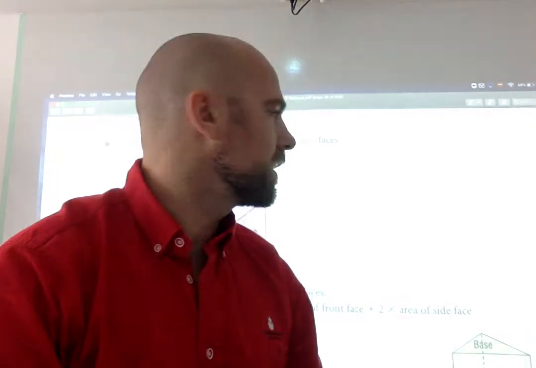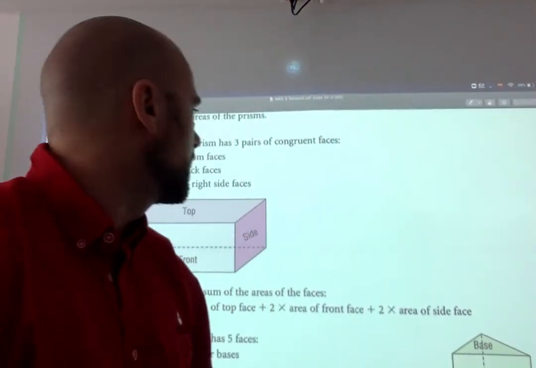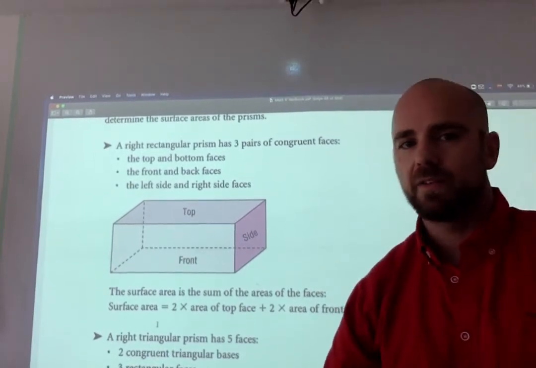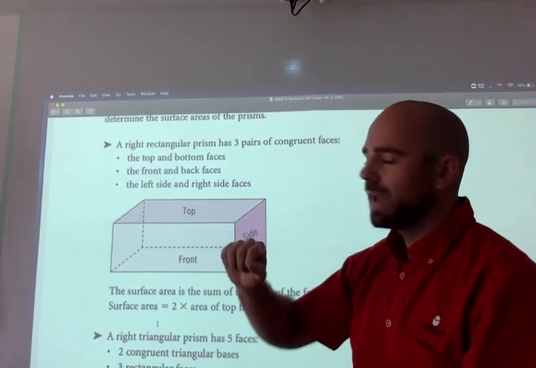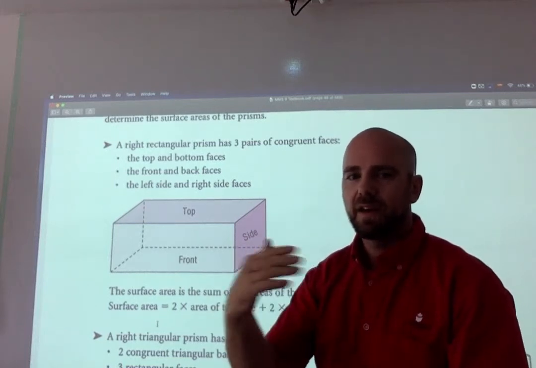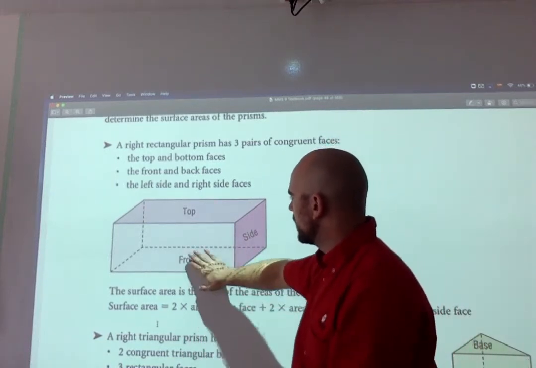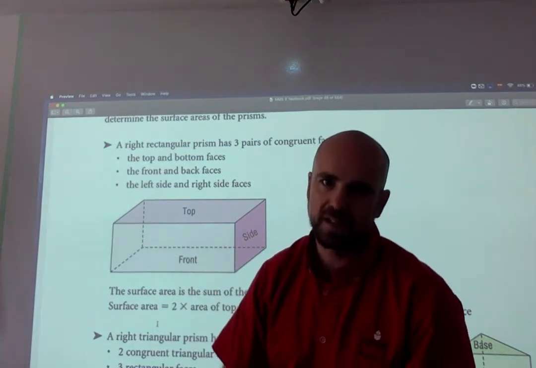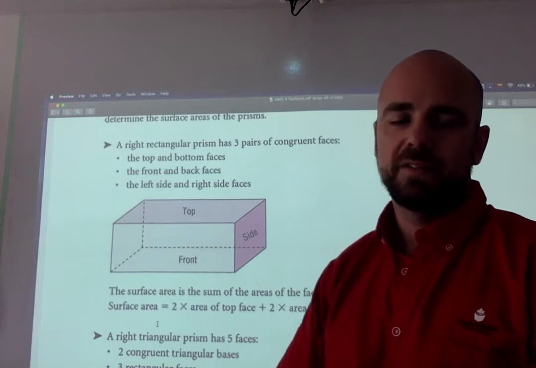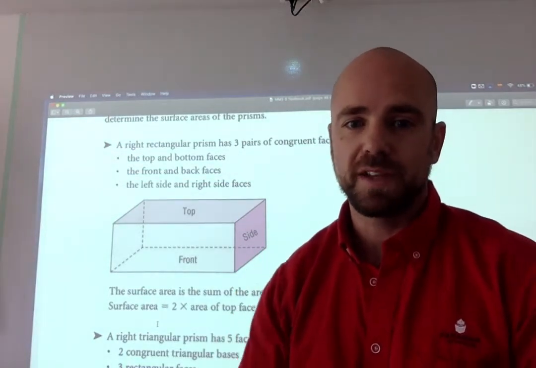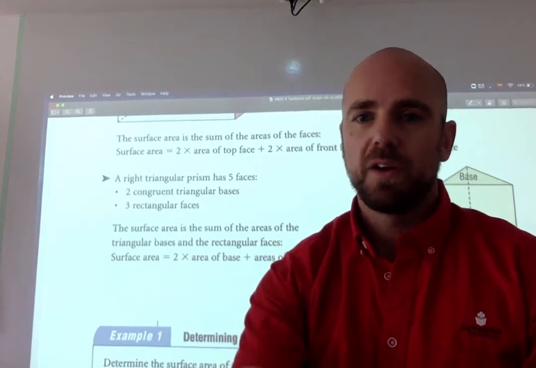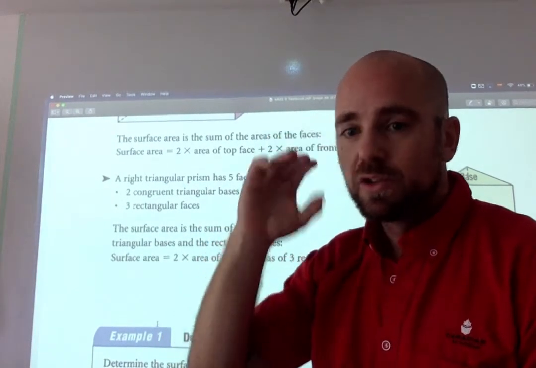Just as a reminder, I've got some pictures up here as a refresher. When we look at a rectangular prism, for example, we have three sides that are identical: two fronts, two tops, and two sides. So we have three pairs of congruent faces. When we look at a right triangular prism, we technically have 5 faces. 2 of them will be the same.